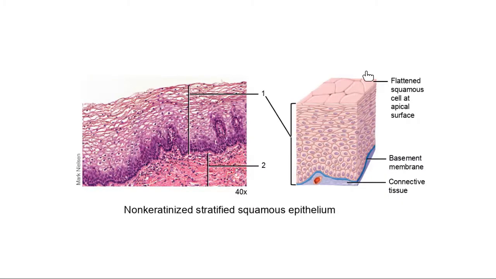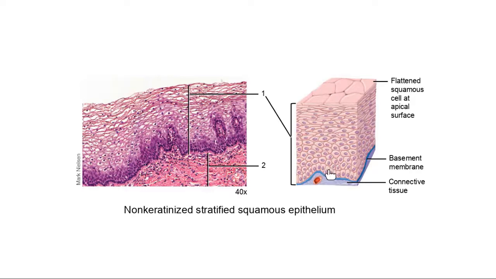In the next picture, you have non-keratinized stratified squamous. In our lab manual, we have keratinized stratified squamous, but this picture shows you non-keratinized. In this picture, you can see a basement membrane in the blue color, and you have more than one layer of cells.